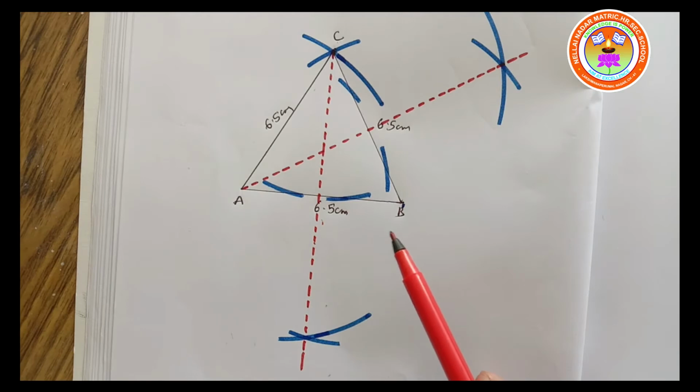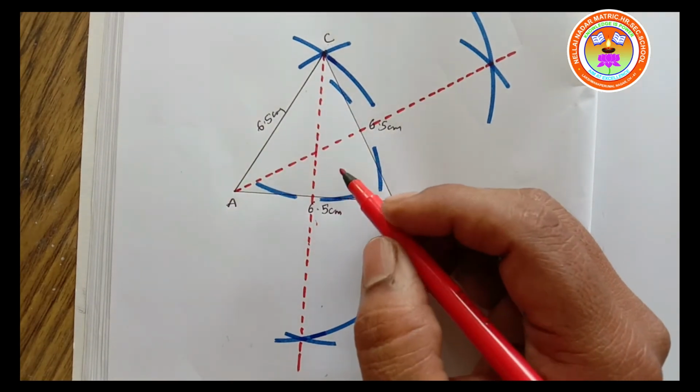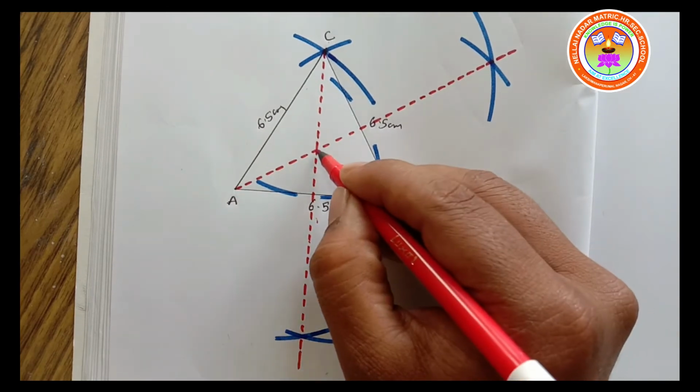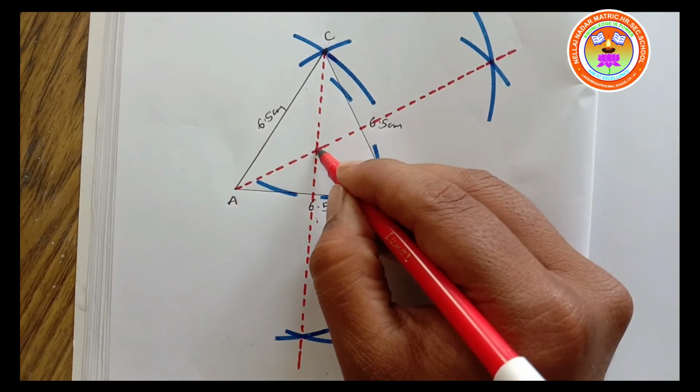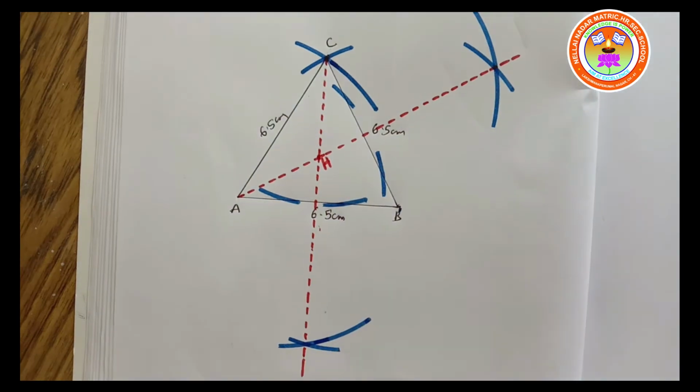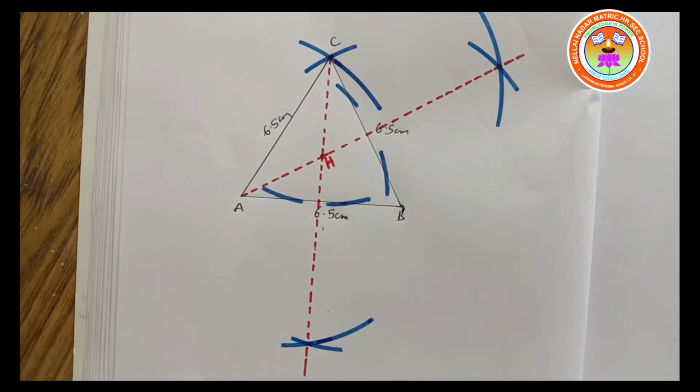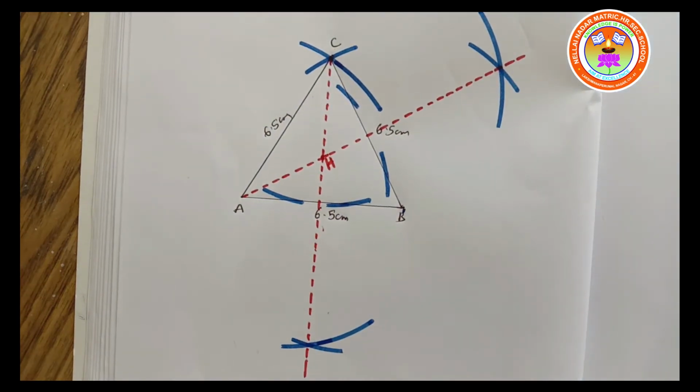The point of intersection of altitudes, H, is the orthocenter of the given triangle ABC. Now this point is the orthocenter. It's clear, children? This point H is the orthocenter. It's clear, children? Now we'll write the steps for construction.